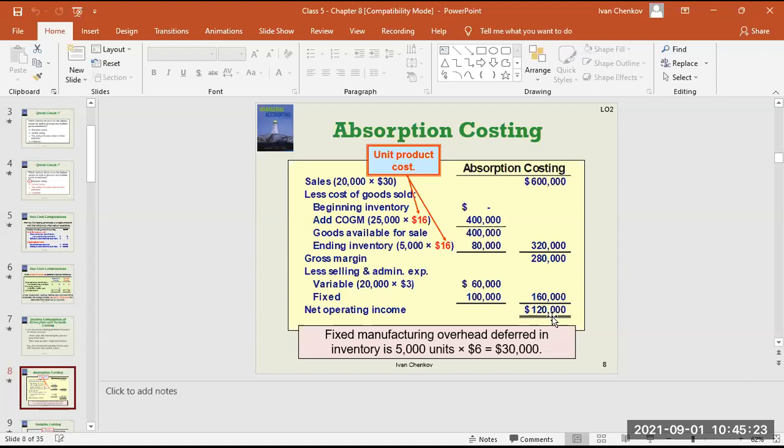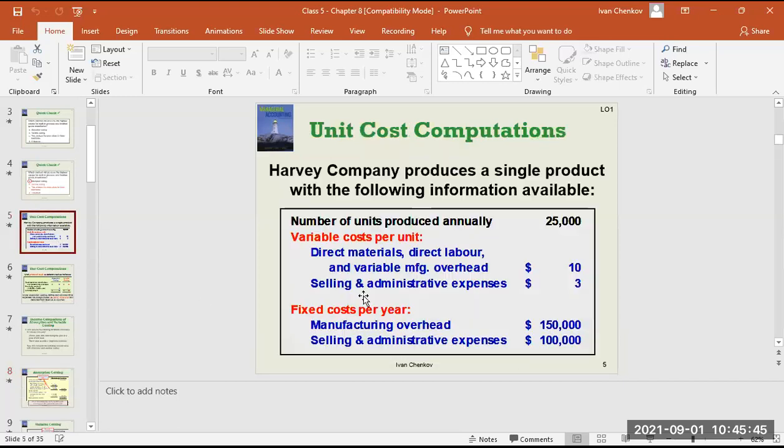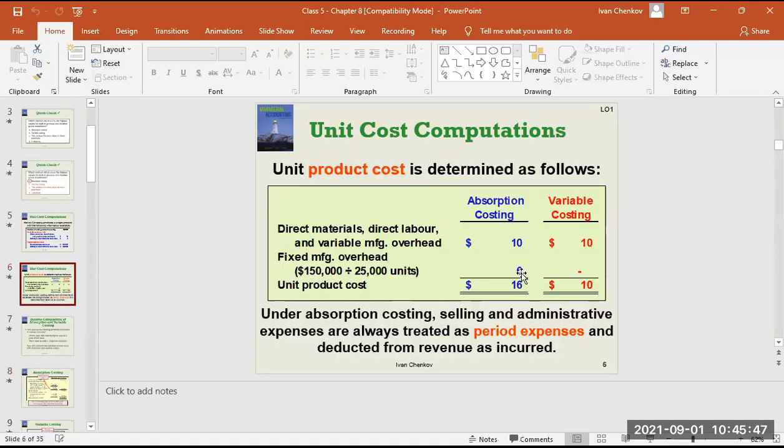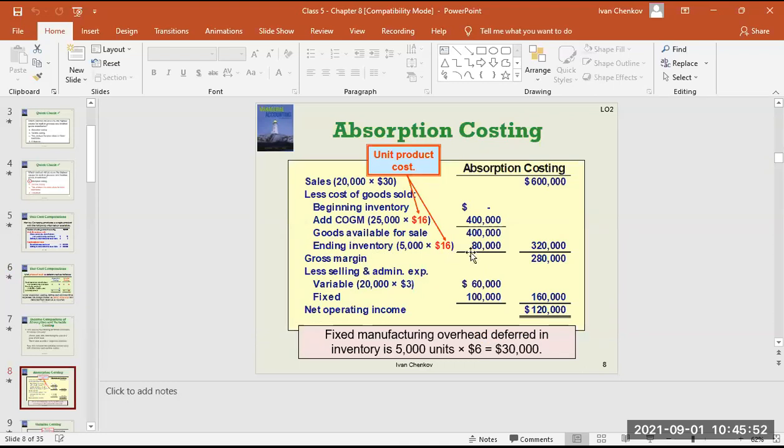Now, what we have to understand is that the fixed manufacturing overhead here is absorbed by the ending inventory. So here we're going to carry additional 30,000, which is related to the additional $6. Where were those $6 here? And we have 5,000 units ending inventory. So those 5,000 units, we're going to carry that additional $6. So we're going to have here 80,000.